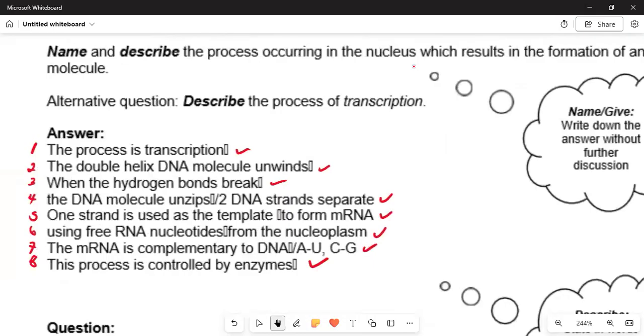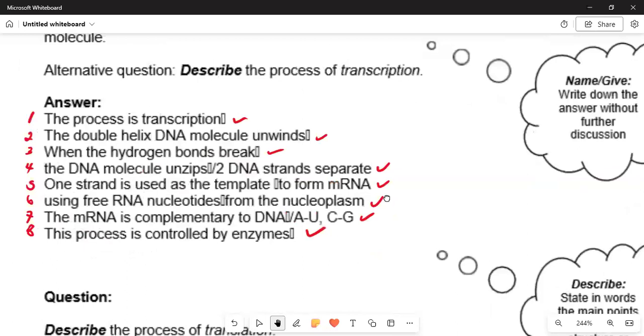Number three, the hydrogen bonds break. Number four, the DNA molecule unzips. The two DNA strands separate, which I've shown you on the diagram. Number five, one strand is used as a template for the mRNA, using free mRNA nucleotides from the nucleoplasm. The mRNA is synthesized, and this process is controlled by enzymes, which make the process happen faster. All right.